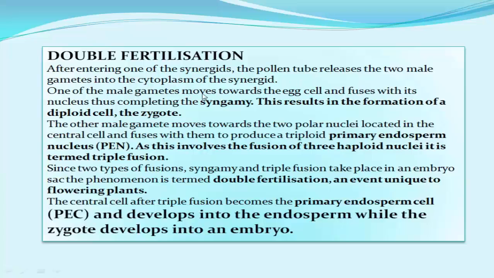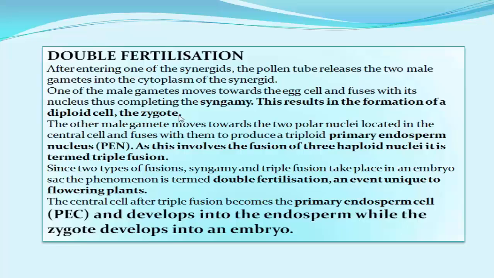One male gamete moves towards the egg cell. The male gamete which is located in the first position at the tip, it fuses with the egg nucleus and results in syngamy or fertilization, giving rise to the formation of diploid structure called zygote. The zygote is the product of fertilization. So one male gamete has completed its function.